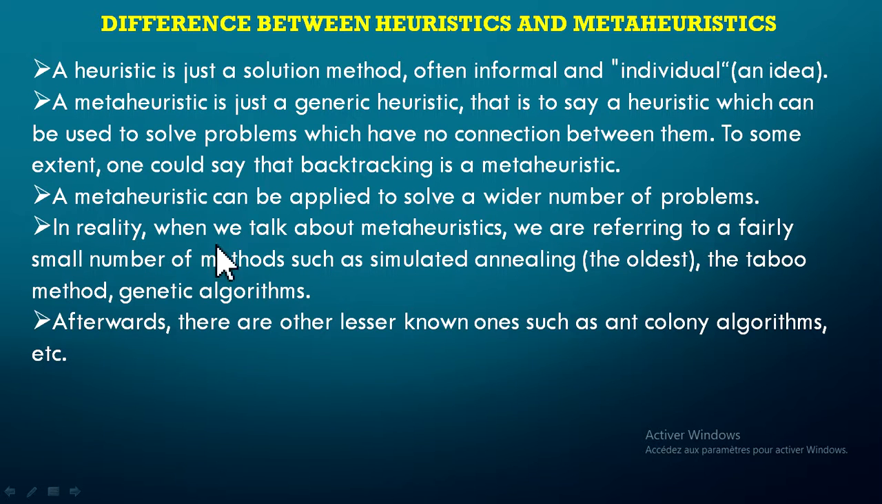In reality, when we talk about meta-heuristics, we are referring to a fairly small number of methods, such as simulated annealing. It is the oldest meta-heuristic, the taboo method, and the genetic algorithms. Afterwards, there are other lesser known ones, such as ant-colony algorithms and etc.